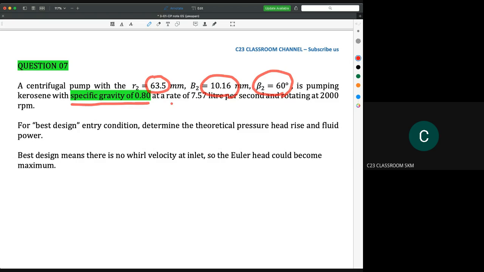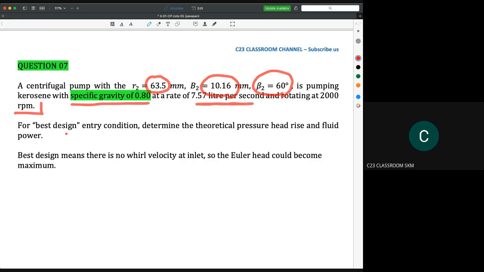And then at a rate of 7.57 liters per second. Okay, again here, please make sure that you convert the unit from liters per second into meter cube per second, and rotating at 2000 RPM. So the rotational speed here is rotation per minute.